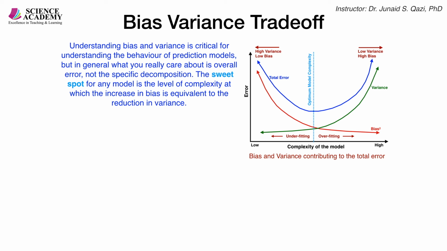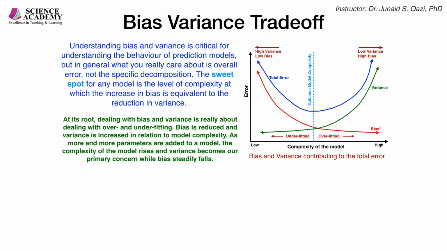So understanding the bias and variance is critical for understanding the behavior of prediction models. But in general, what we really care about is overall error, not the specific decomposition. The sweet spot for any model is the level of complexity at which the increase in bias is equivalent to the reduction in variance. And we can see the sweet spot somewhere in the middle of high and low model complexity.